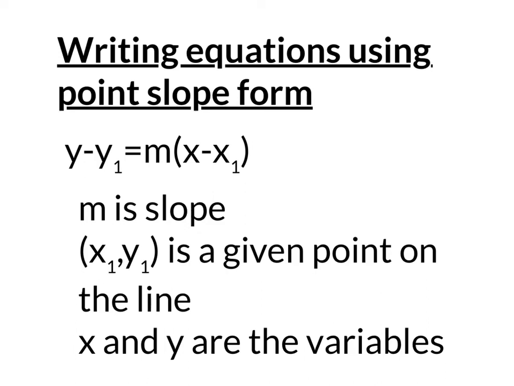Today's lesson is writing equations using point-slope form. Point-slope form is y minus y1 equals m times the quantity x minus x1. M is your slope still. x1 and y1 are the x and y value of the given point, and then x and y are going to stay as your variables.